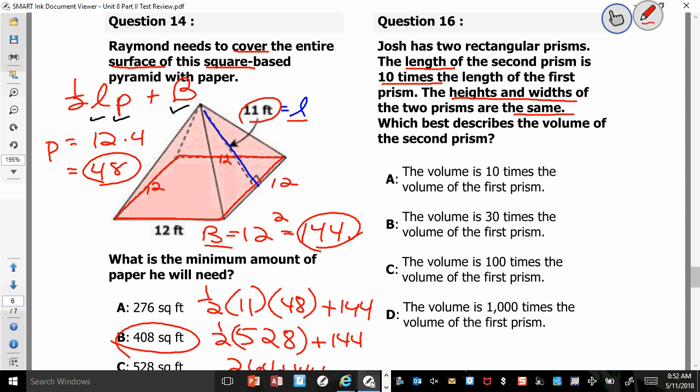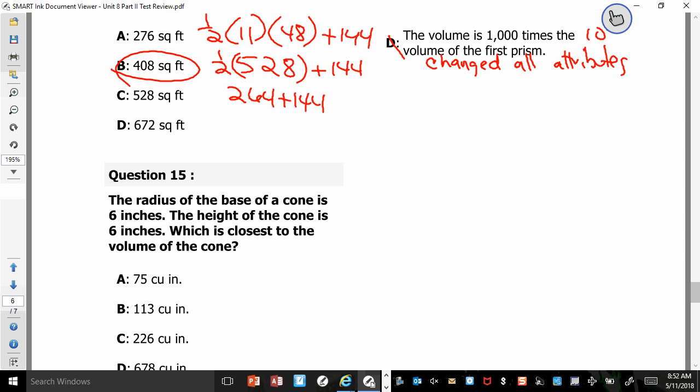So the volume is 1,000 times, no. 100 times, no. This would be if we changed all attributes. If we changed all attributes, it would be 10 to the third, right? We talked about that. If we change 2 attributes, it would be 10 squared. 30 is nowhere to be seen, so it's got to be this because we only changed the length. So it's 10 times bigger.